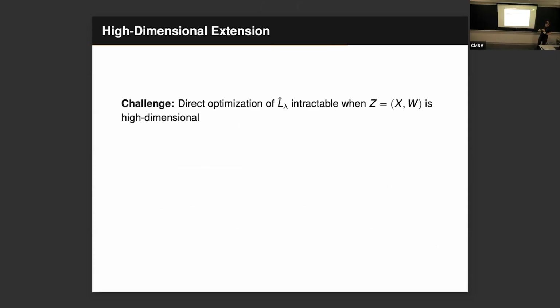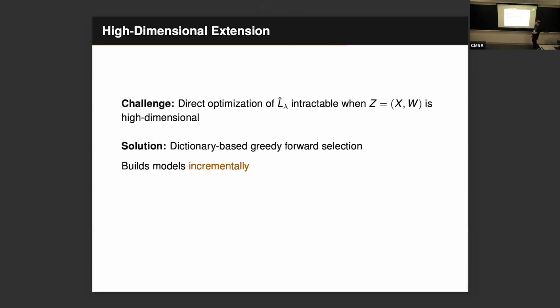Okay, so another thing that I want to do is talk about a high dimensional extension. We were playing around with these things in high dimensional spaces, when the ambient dimension in X and W are extremely large, and we were encountering some issues with optimizing or minimizing this L hat criterion. And so one of the things that we thought was, okay, are there some algorithms that we can use to make this more tractable? We landed on a dictionary-based approach, based on greedy learning. In other words, we build up these models incrementally.